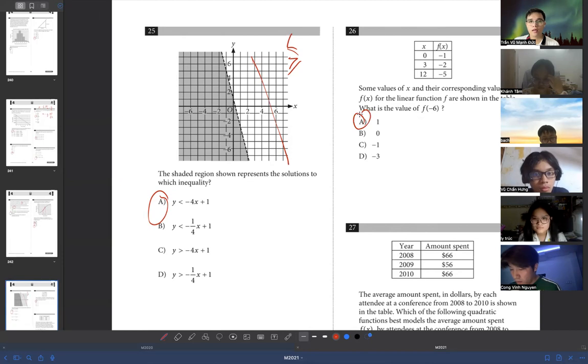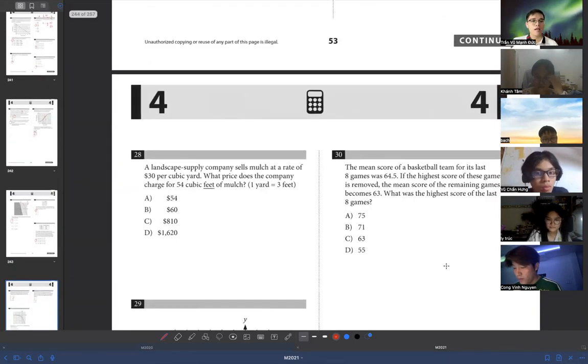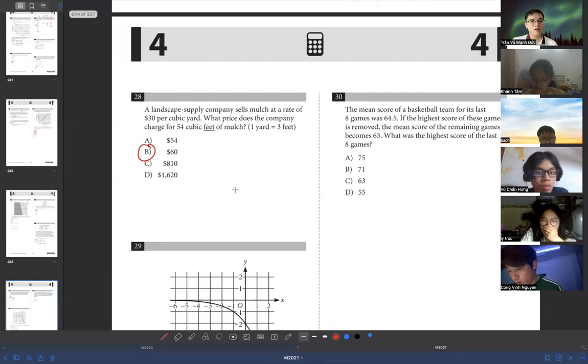26A. Okay, 27B. 27B. This is the vertex form. Yeah, 27B. 28B. Price, feet, yard. Yeah, just simple conversion.